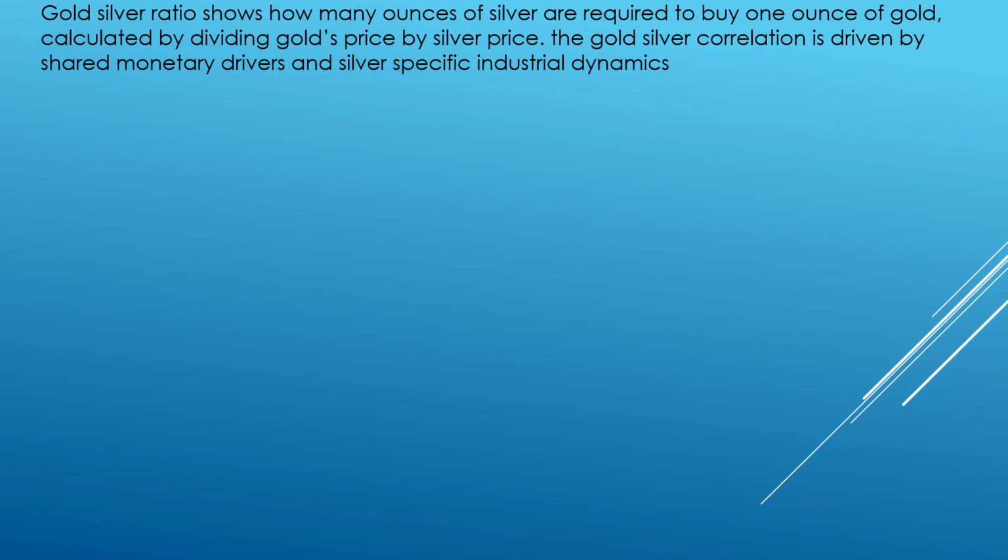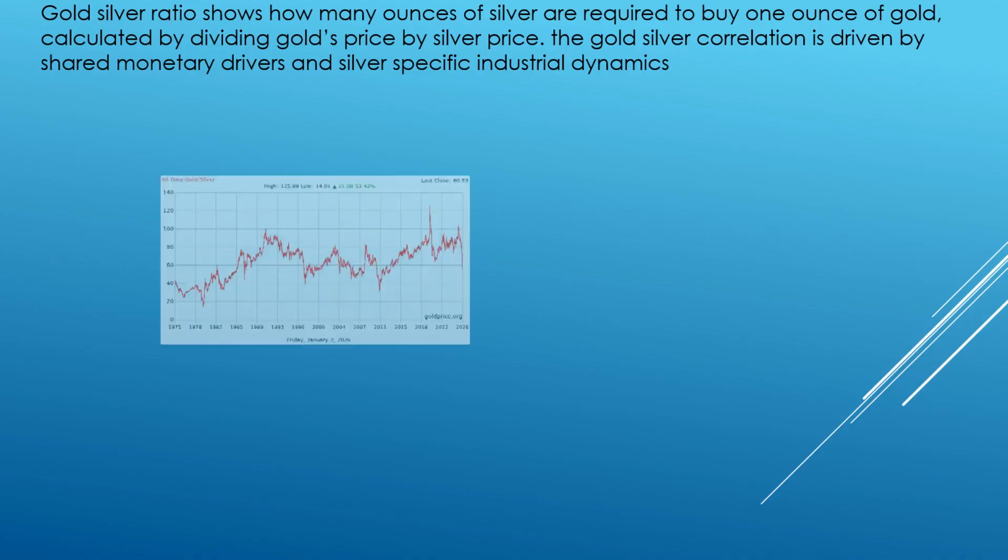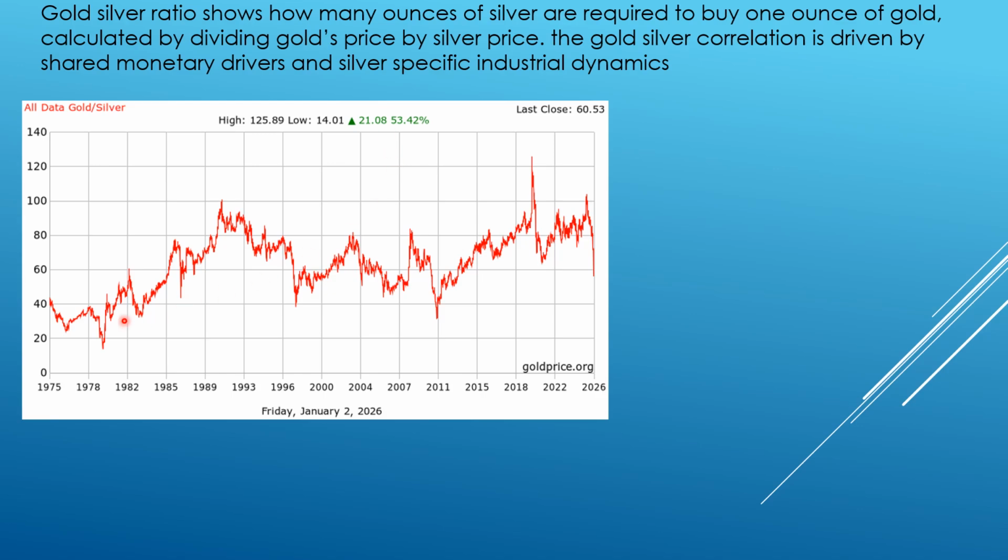Now, gold-silver ratio shows how many ounces of silver are required to buy 1 ounce of gold, calculated by dividing gold's price by the silver price. The gold-silver correlation is driven by shared monetary drivers and silver-specific industrial dynamics. This graph shows how the ratio has moved around from 1975 till 2025. It reached a peak of 120 around 2018, and the last close is at around 60.